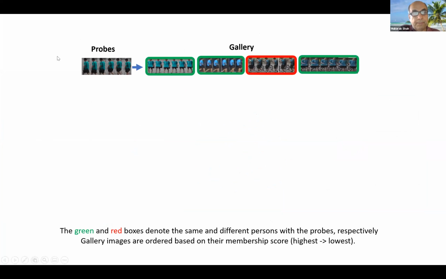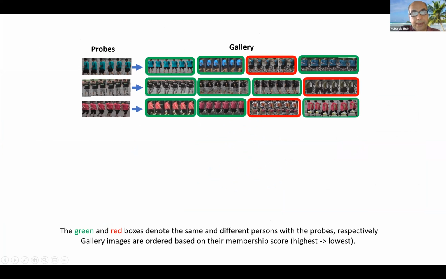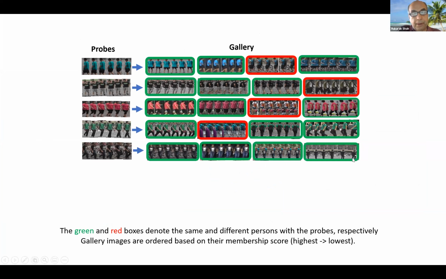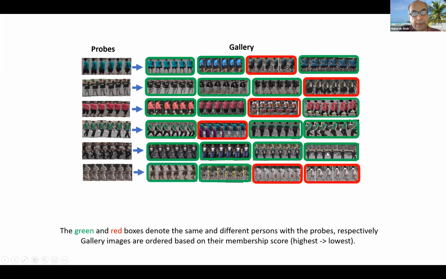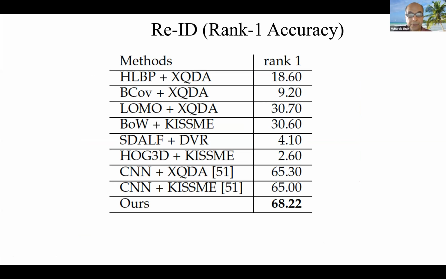Suppose the probe is this; we can get these kinds of results. The green ones are the correct ones. And this is a much harder case as compared to image-based. Here is some example where we got the correct one, and so on. We look at the metrics, and we do pretty good compared to these other methods using, again, the dominant set.